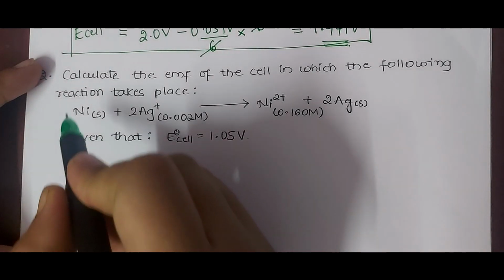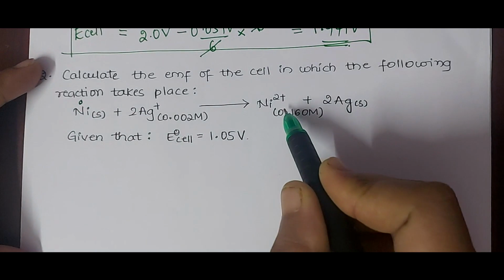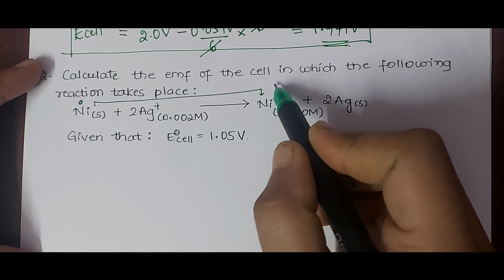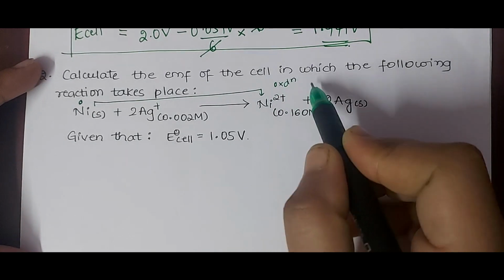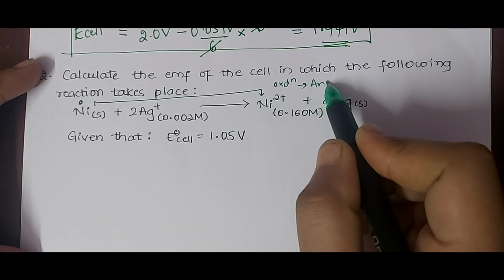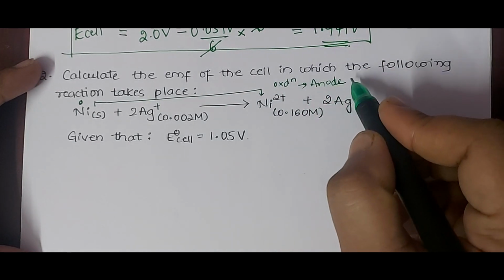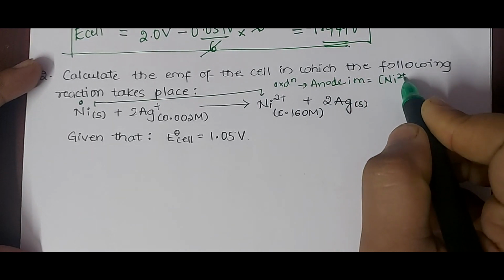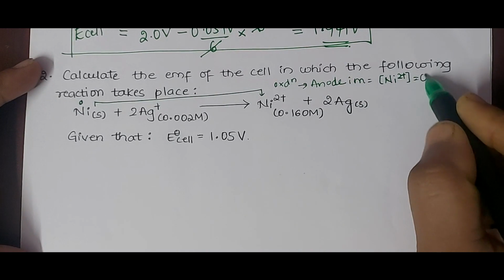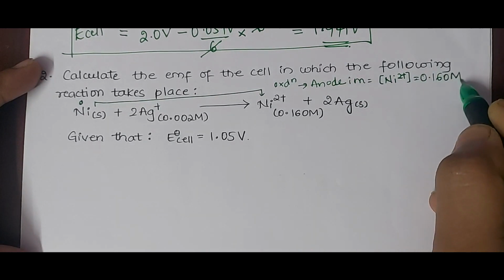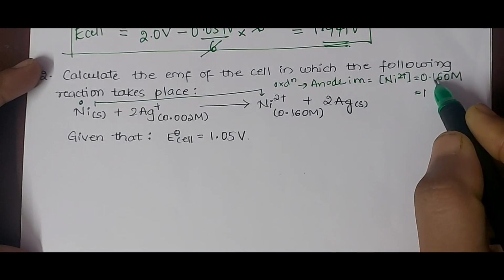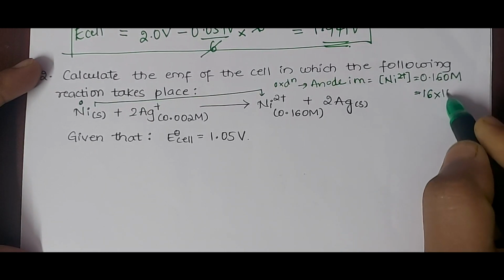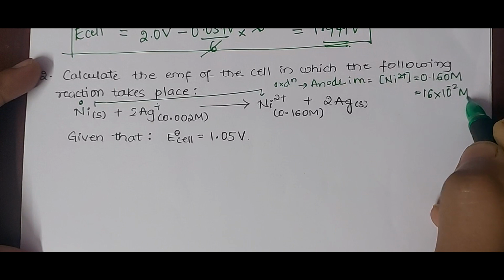So here if you see Ni from 0 oxidation state changes to plus 2, means it is undergoing which reaction? Oxidation, as the oxidation number increases, and oxidation always occurs at anode. So your anode ion is equal to Ni2 plus, and its concentration is 0.160 molar, which I can write as, after shifting the point 2 digits, 16 into 10 to the power minus 2 molar.